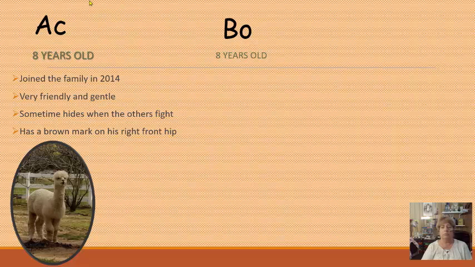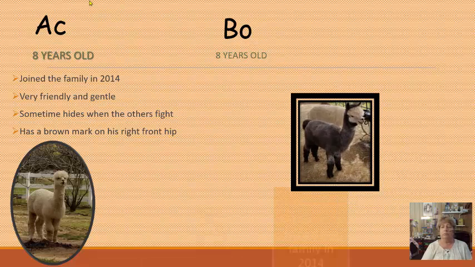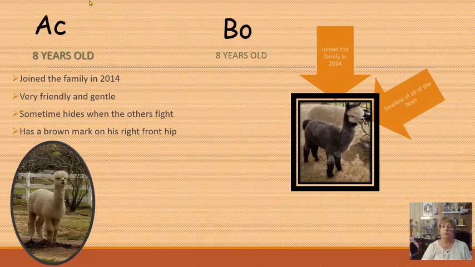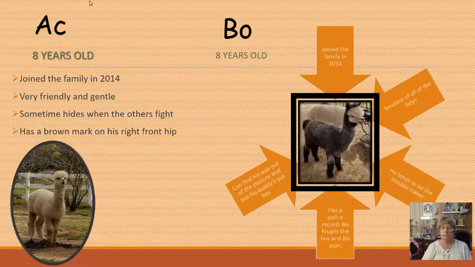Then there's Bo. What can you say about Bo? Bo is the smallest of the alpaca. He has a tendency to be a troublemaker. He was a show animal, but since he is the runt of the group, he's no longer a show animal. He even has a police record.